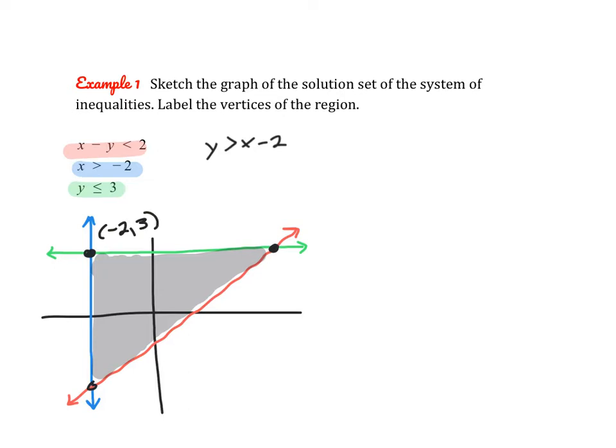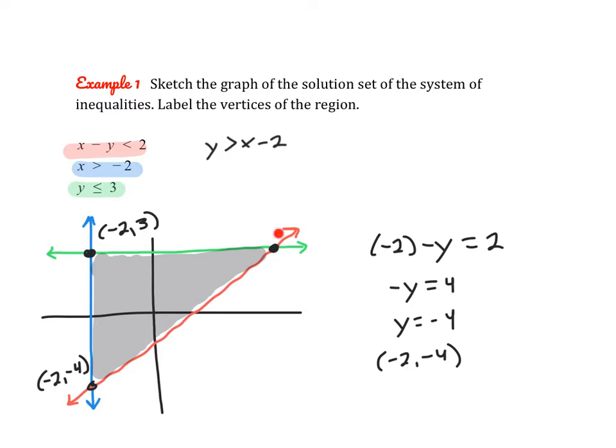So this coordinate down here is going to be where the red and the blue collide. So I'm going to use these two equations. So I'm actually going to substitute x equals -2 right here. So I can say -2 minus y equals 2. So -y equals 4. So y is going to equal -4. And I'm going to write that as a coordinate, and then that would be this coordinate right here.